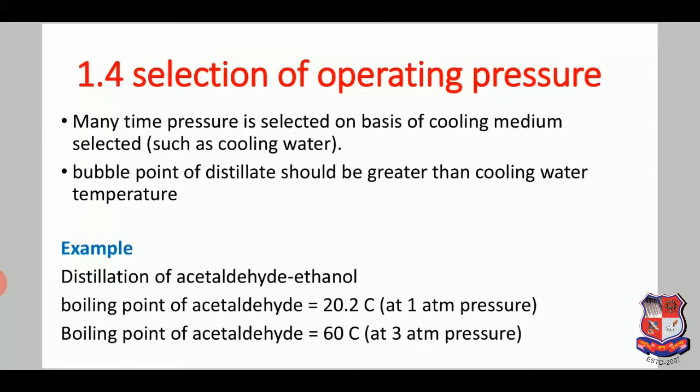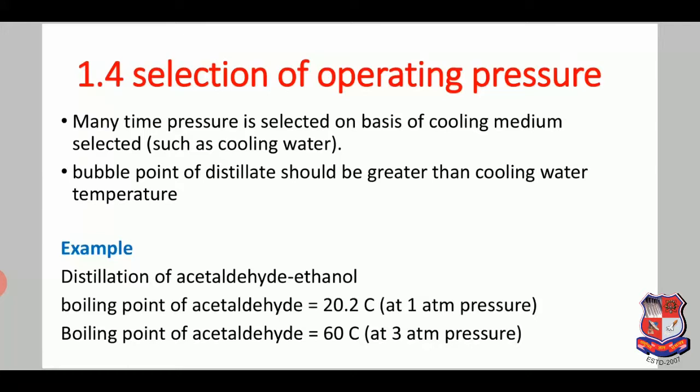We have mentioned example 2. Here we have mentioned the acetaldehyde and ethanol example, distillation of acetaldehyde and ethanol. Now we can see that at 1 atmospheric pressure the boiling point of acetaldehyde is 20 degrees Celsius. Now try to understand that acetaldehyde is our top product, or we can say it is the distillate, and its temperature is 20 degrees Celsius approximately, and our cooling water temperature is 35 degrees Celsius. So it is not possible to condense acetaldehyde vapor at this condition.